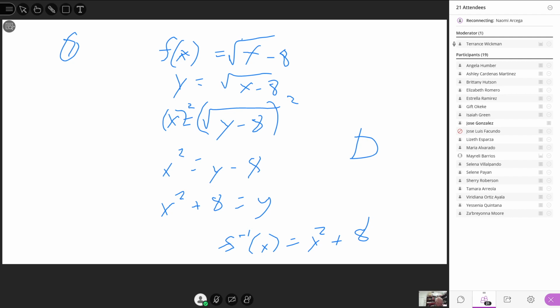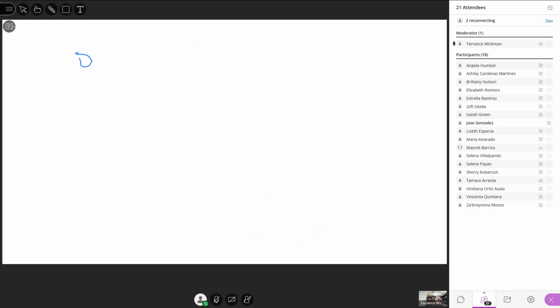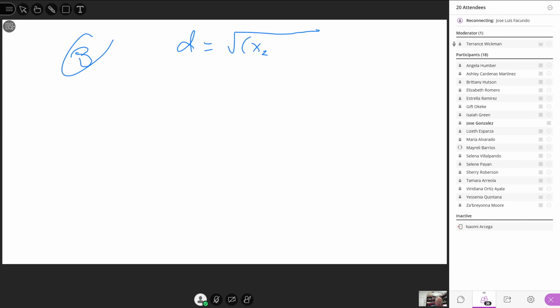Next one, 8. Are we okay with this one so far? Everybody all right? Yes. We're going faster. Number 8 says they want us to find the distance. So the distance formula is d equals the square root of parentheses, x sub 2 minus x sub 1, parentheses, squared, plus parentheses, y sub 2 minus y sub 1 squared.